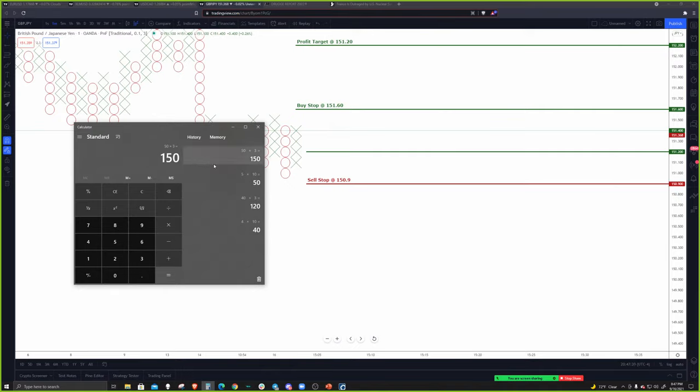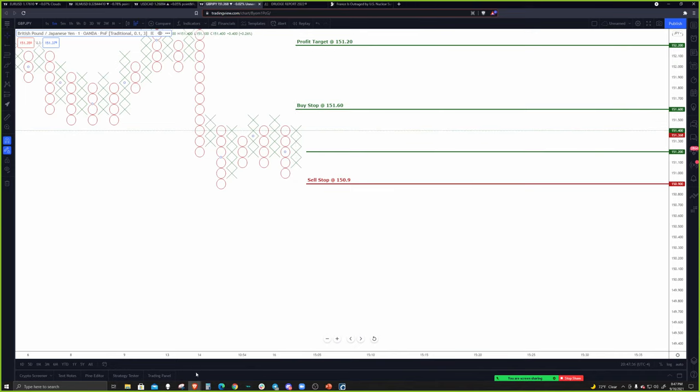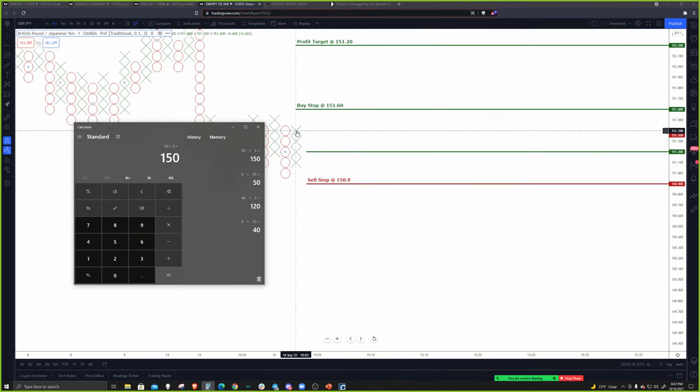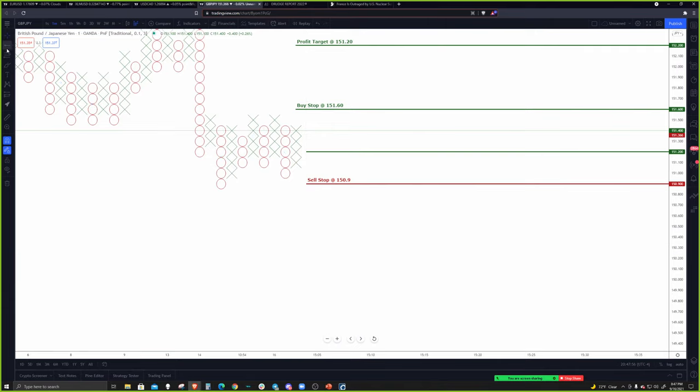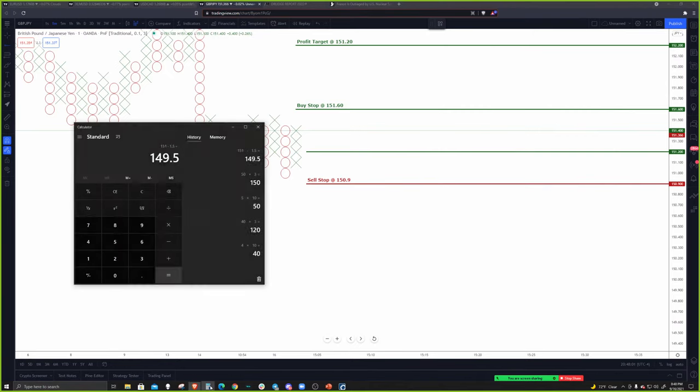So we're gonna subtract. We don't know where that final X is in this column, but let's just assume that it's here. Let's just say this is the last X. We're going to subtract 150 pips from 151.40. So 151 minus 1.5, that's 150 pips on a yen pair. It's 149.5. So the profit target from that entry, is that right?